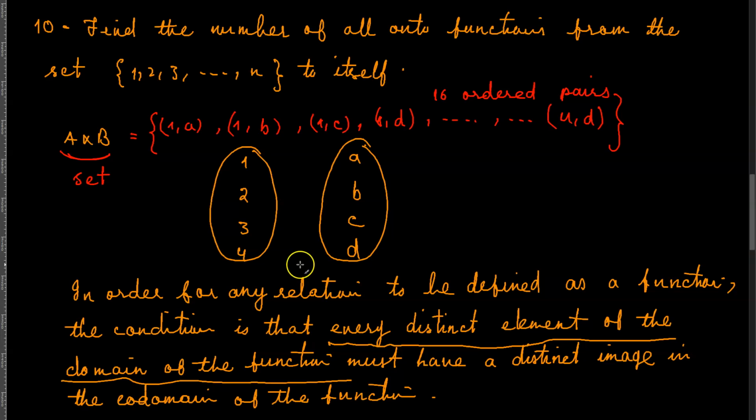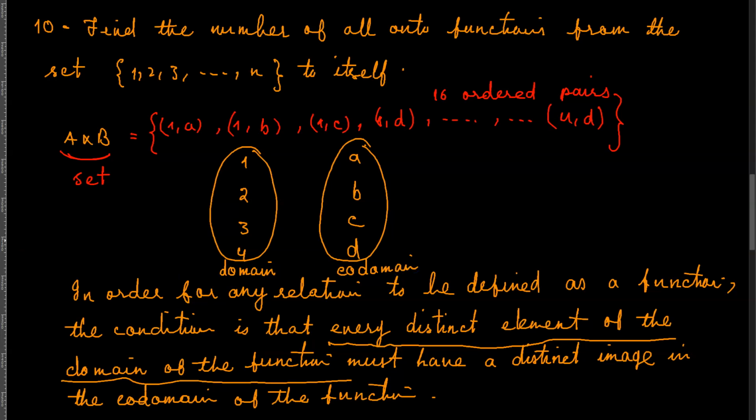Over here, basically what we are saying is that every distinct element here is supposed to have a distinct image in the codomain of the function. Basically, this is the domain of the function, and this is the codomain of the function. That means that each and every one of these elements is supposed to be mapped to something in the codomain of the function. So this is your domain, and this is your codomain.